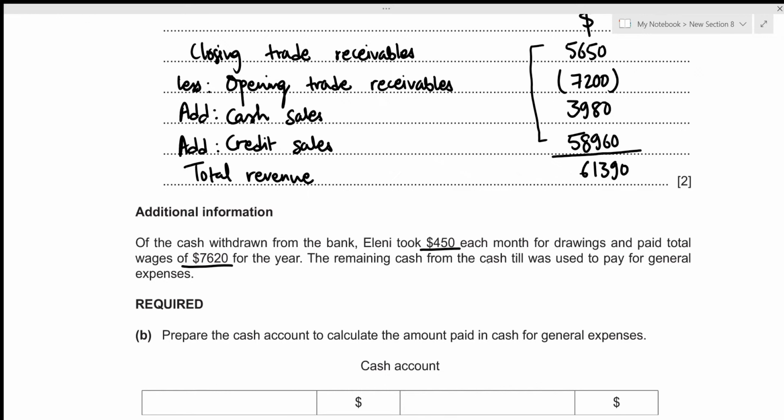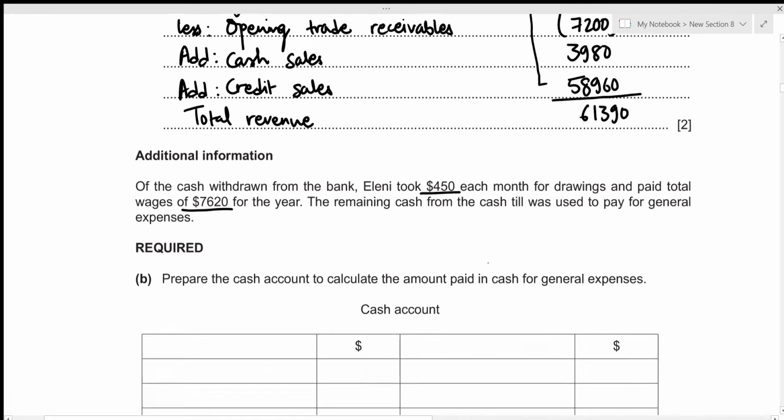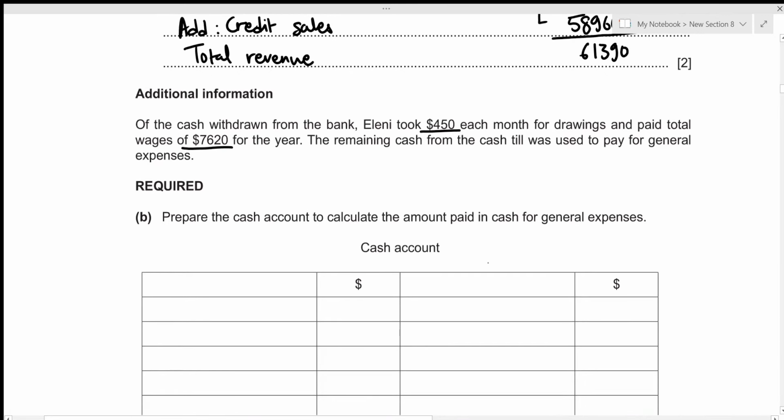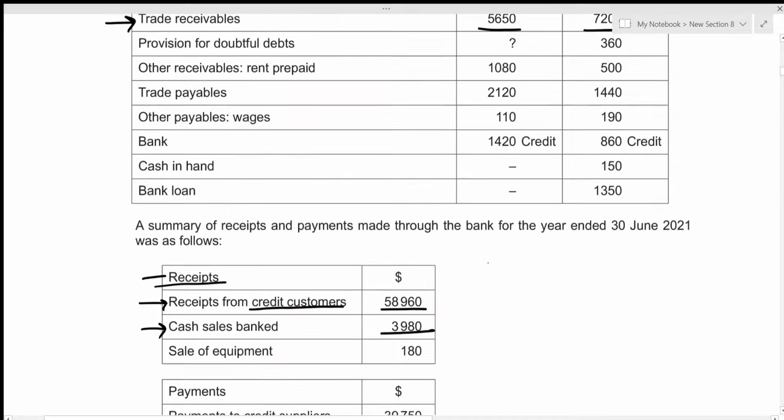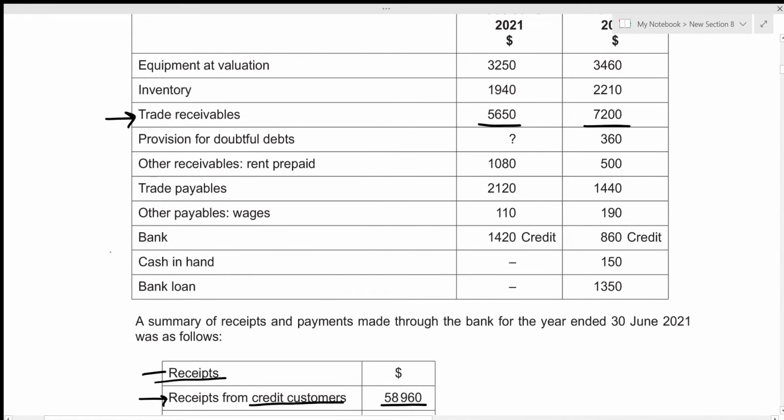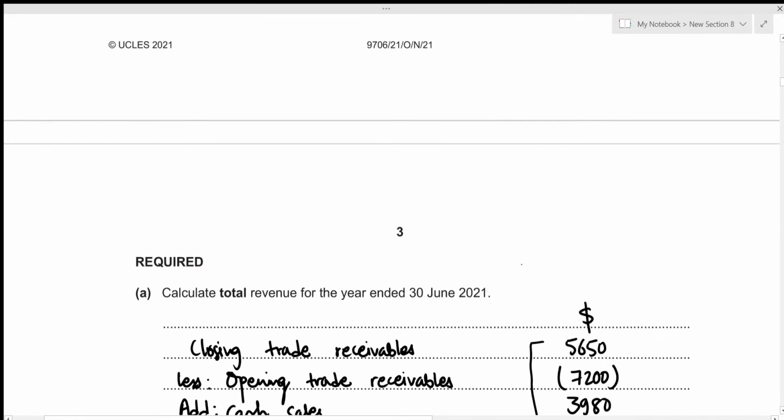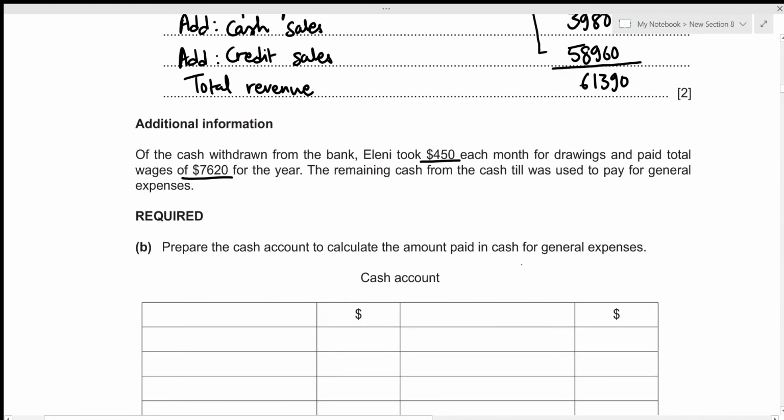Now we need to prepare the cash account to calculate the amount paid in cash for general expenses. So firstly, whenever we're talking about any kinds of account, we need to figure out the opening balance. So we need to figure out the opening cash balance. Let's have a look. So we're given cash in hand right here, and we have the opening value of 150. And there is no closing value. Again, given in the additional information section, whatever closing balance remained was used to pay for general expenses, right? So there is no closing balance here. Now, the opening balance is always recorded on the debit side for cash account. So let's do that. You can write it under the heading of balance BD, which indicates the balance brought down. That's going to be 150.